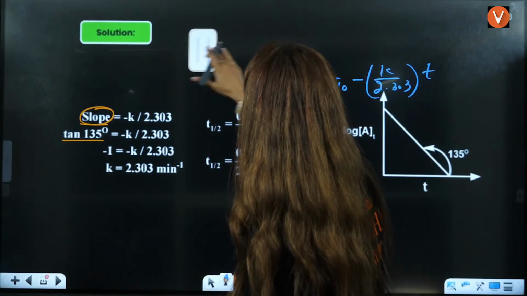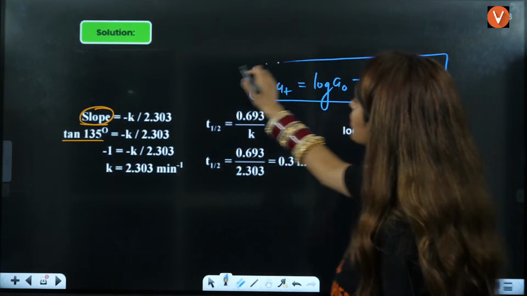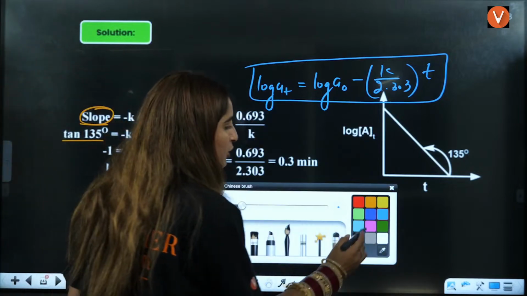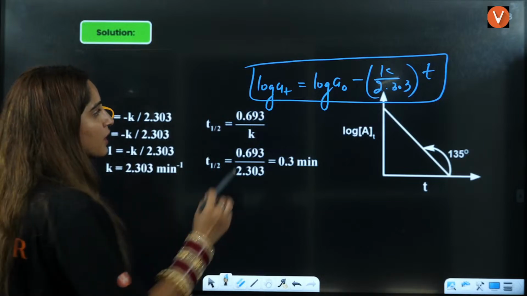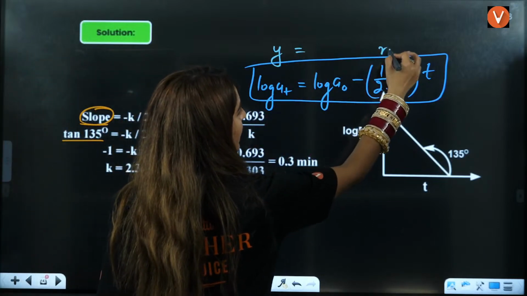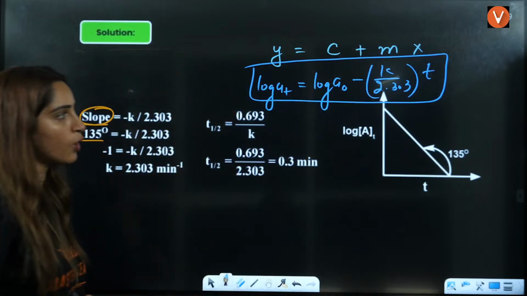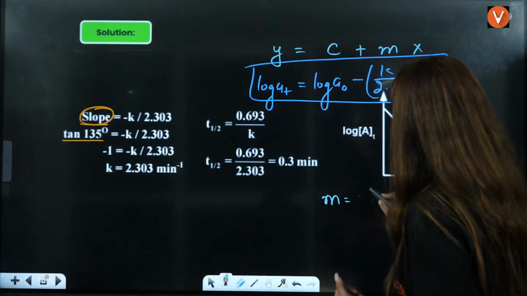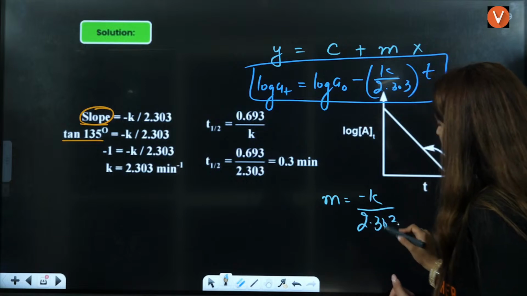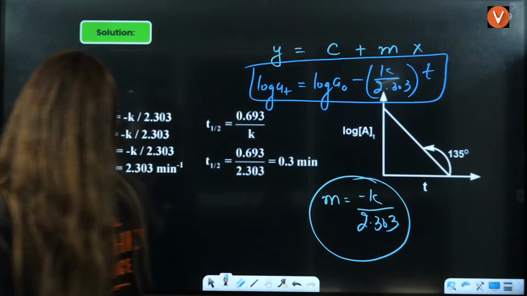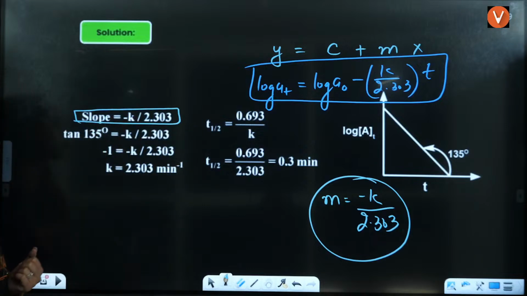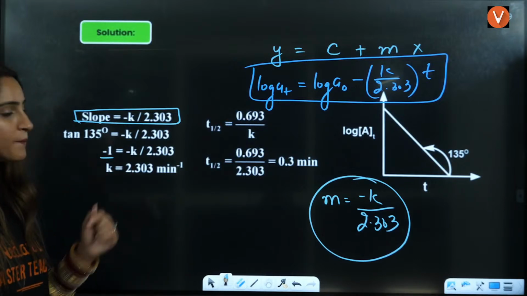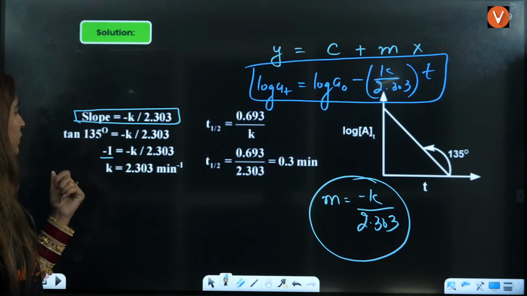From the formula, why I am asking you to derive it, because you can't learn so many formulas. You can't learn the exact value, that would be very unnecessary. So Y is equal to, this is M, this is X, this is C. Now if you see this here, slope is given to you. Slope is equal to minus K by 2.303. So this is what we have written here directly. Tan 135 will be minus 1, right? Then you can easily calculate.